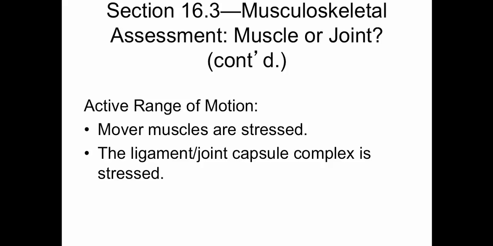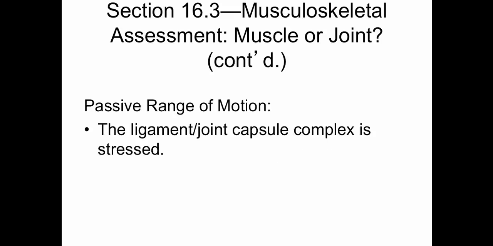When the active range of motion of a joint is tested, both the mover muscles and the ligament joint capsule complex are stressed. Mover muscles are stressed because they are asked to contract concentrically to create the joint motion that is occurring. The ligament joint capsule complex is stressed because the joint is moved, causing stretching or compression of the various parts of the capsule and ligaments. Therefore, a test of a joint's active range of motion would be expected to generate pain for most musculoskeletal injuries of mover musculature or ligament joint capsule tissue.